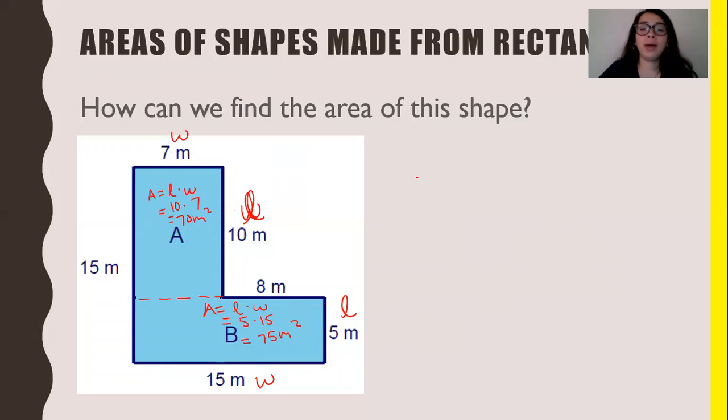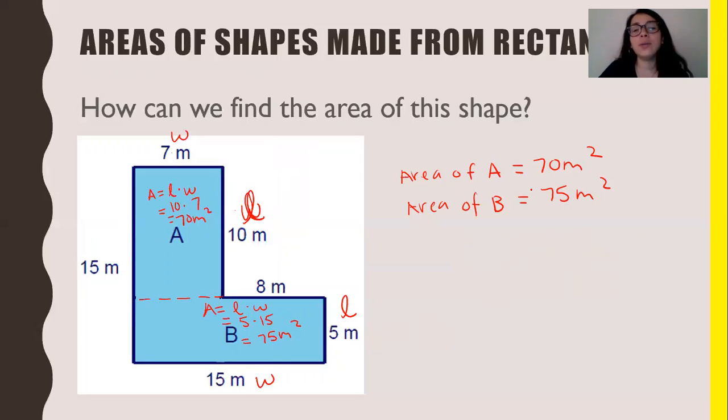So I know that the area for shape A is equal to 70 meters squared. I know my area of shape B is 75 meters squared. So if I want to know how much all of it is, I just add those two numbers up. And that gives me 145 meters squared. That is the area of the full shape.